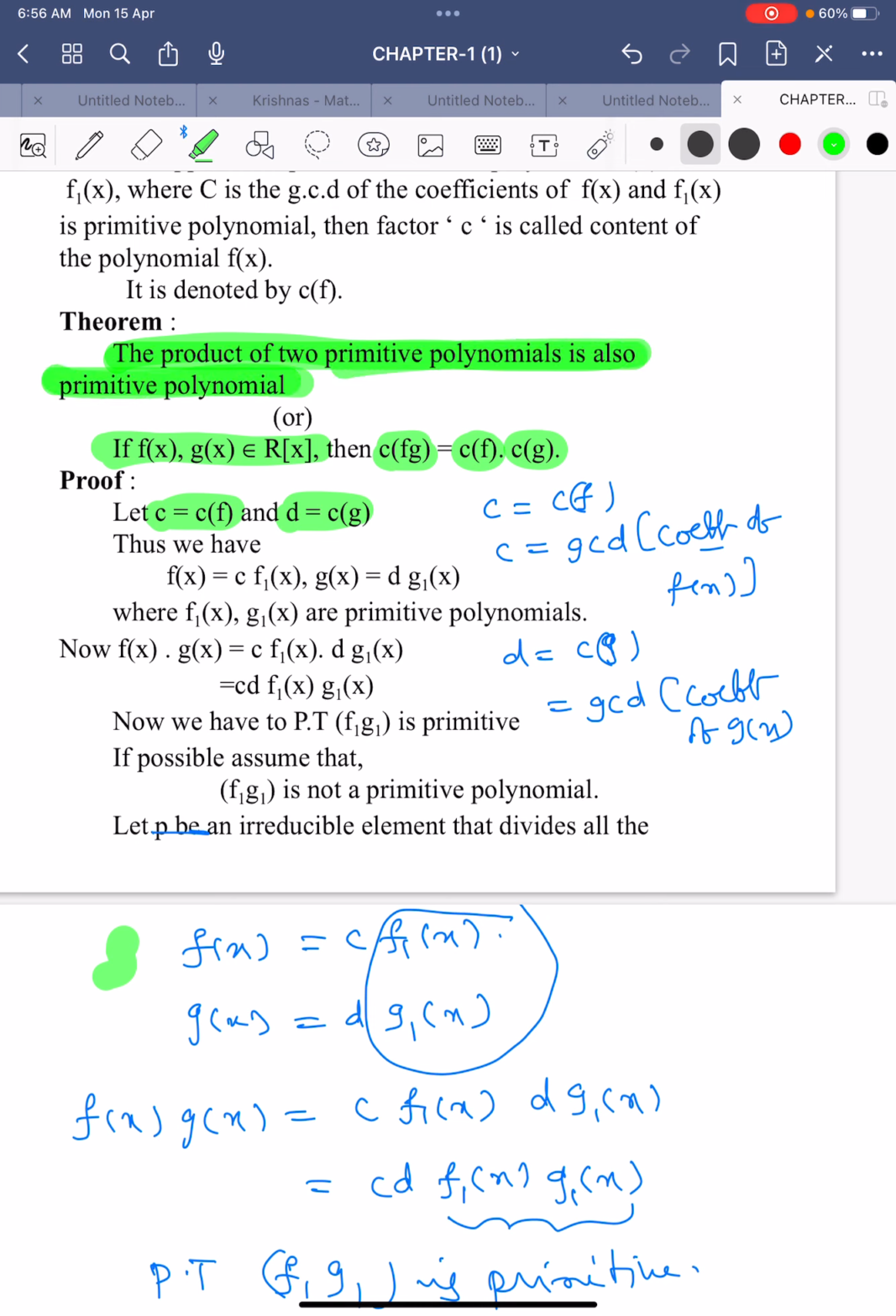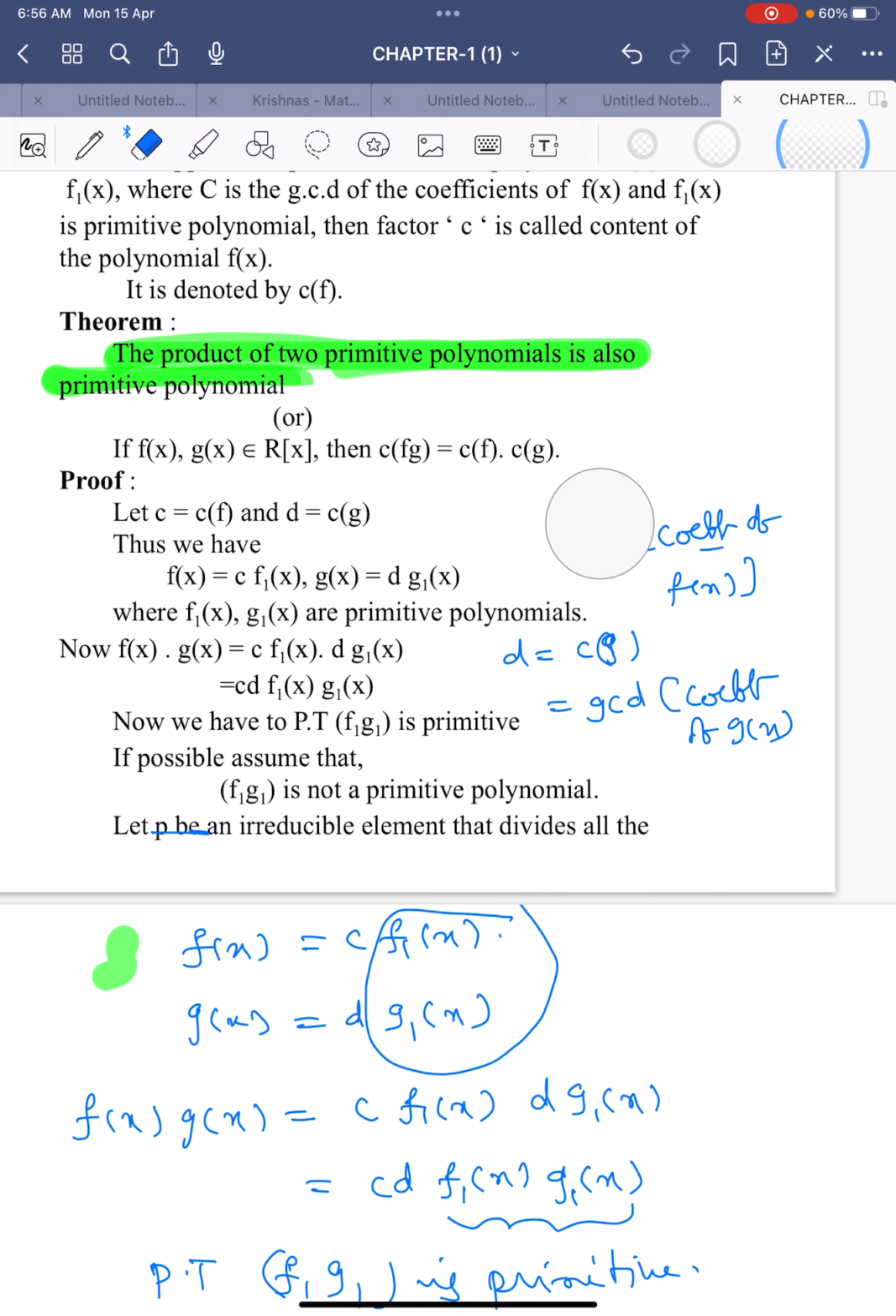In another way, if f of x and g of x are two non-constant polynomials in the polynomial ring, then the content of the product fg is equal to the content of f into the content of g.